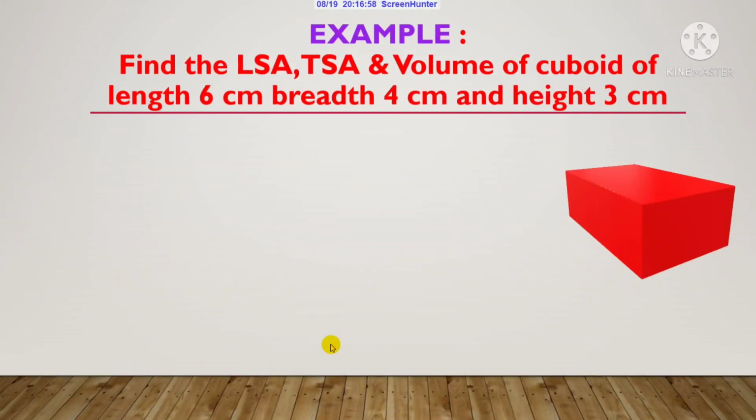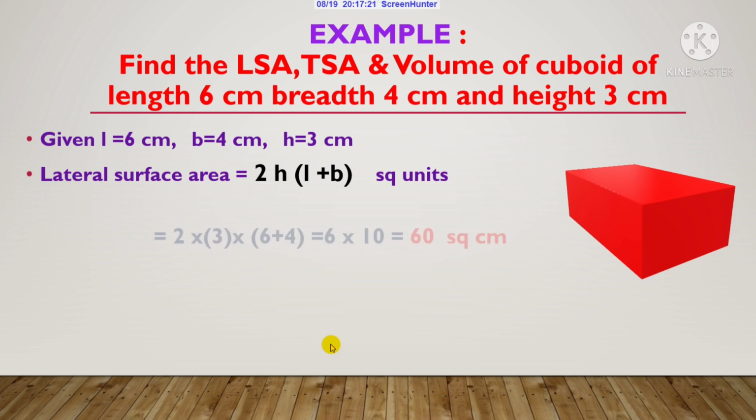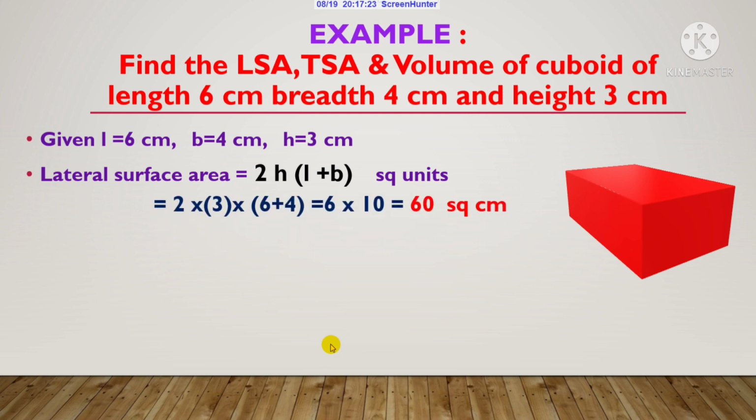Find the LSA, that is lateral surface area, total surface area, and volume of a cuboid of length 6 centimeters, breadth 4 centimeters, and height 3 centimeters. What is the formula for lateral surface area? 2H into L plus B. Here, L is 6 centimeters, B is 4 centimeters, H is 3 centimeters. Substitute these values in the formula. That is 2 into 3 times of 6 plus 4, that is 6 into 10, 60 square centimeters.